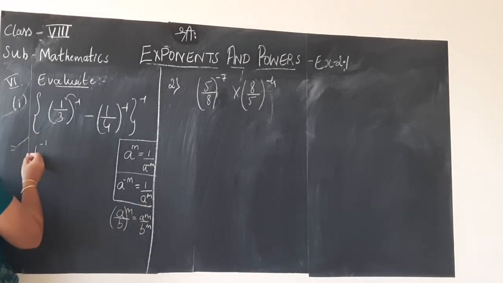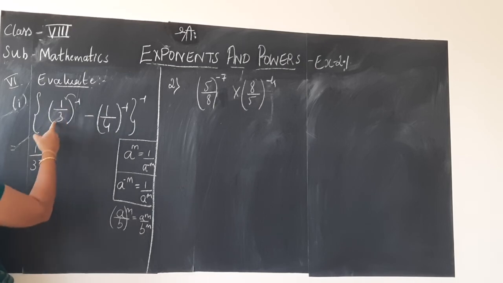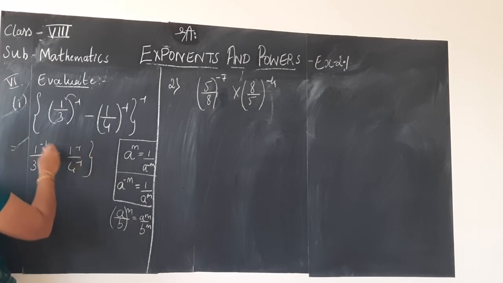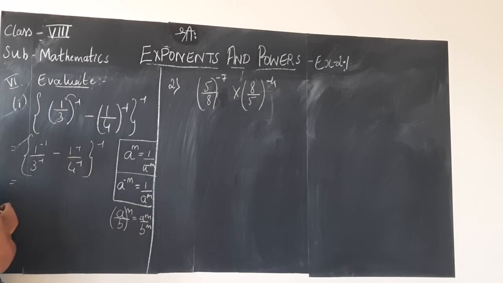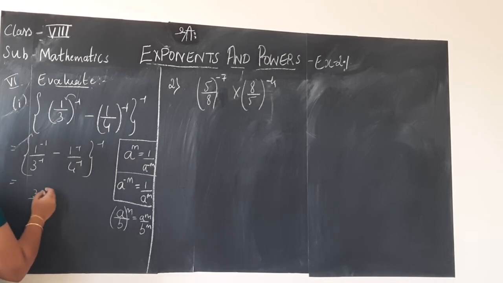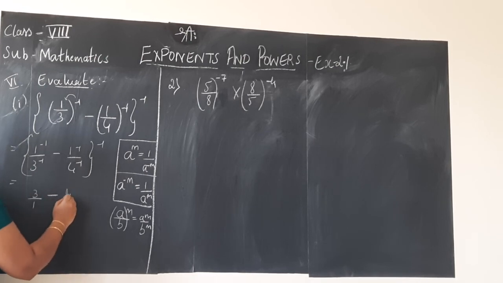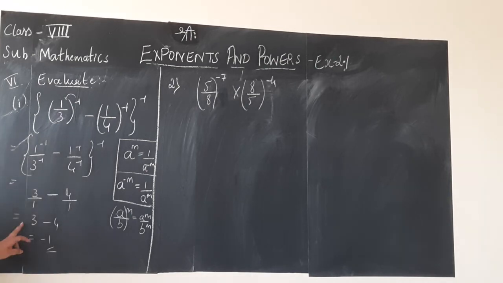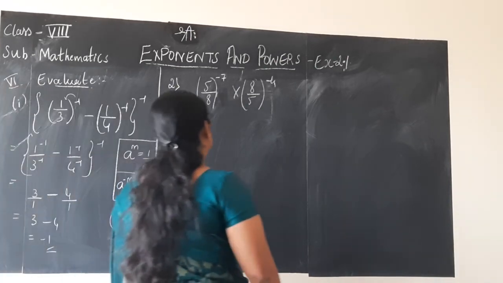So, 1^-1 divided by 3^-1, minus 1^-1 by 4^-1, whole to the power -1, as it is. Now, 1^-1 when I send it to the denominator becomes 1^+1. 3^-1 when I send it to the denominator becomes 3^+1. Similarly, this will become 4 divided by 1. It is simply 3 minus 4, which is equal to -1. That's all. 3 minus 4 is -1, children.